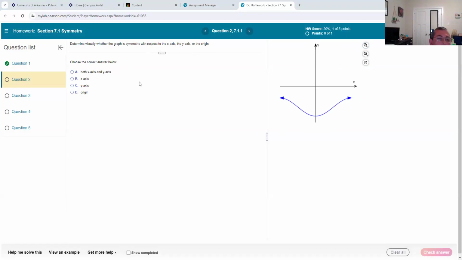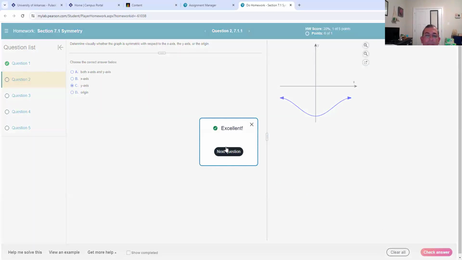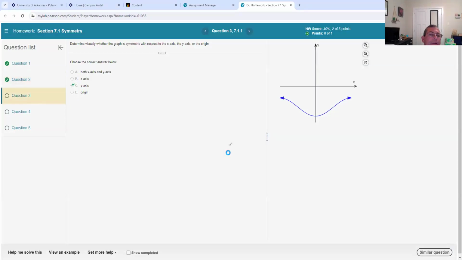So Jackson, what are you saying? Y, that's good. Because y'all look, you got a y-axis. That y-axis is cutting that graph right in half. And it would land on itself if I folded it. It ain't even nowhere near the x-axis. And it's not going through the origin, so it can't be the origin. So y'all, that would be only C, the y-axis. Are you going to check that answer?